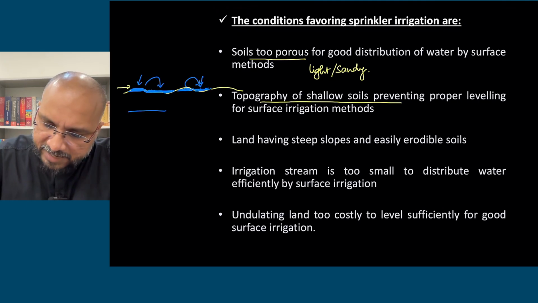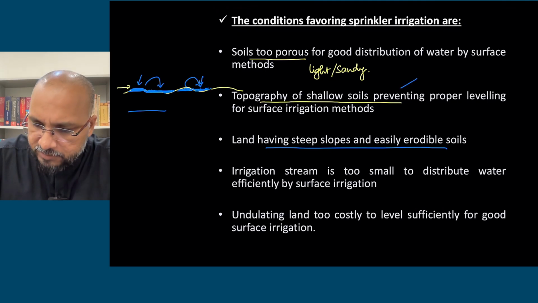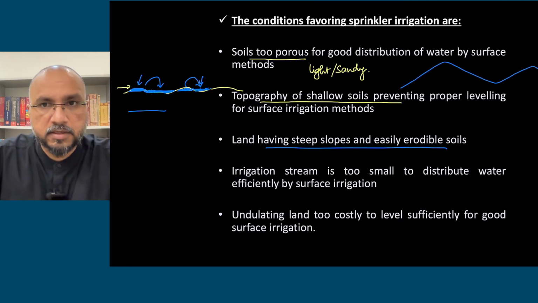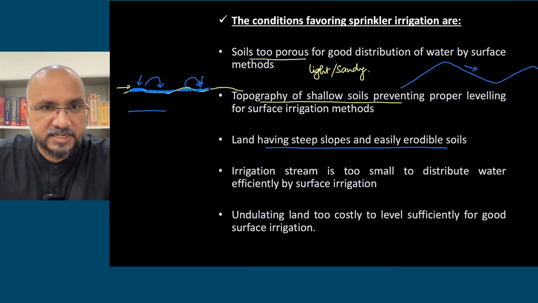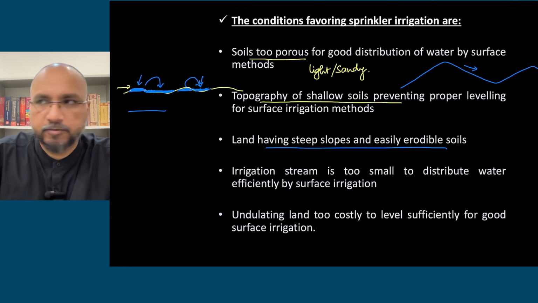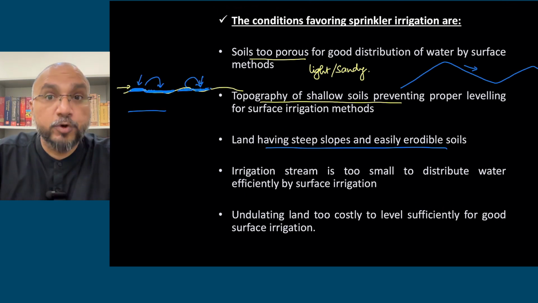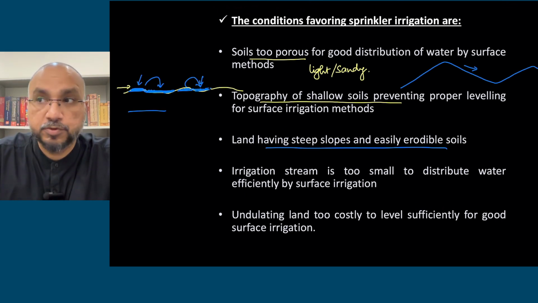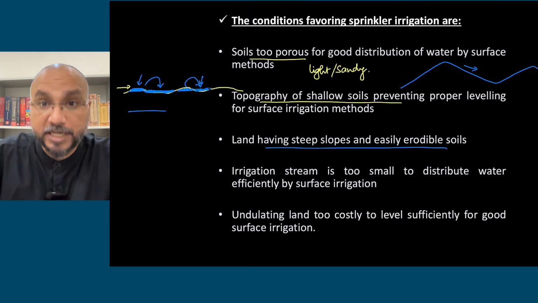Then land having steep slopes and easily erodible. So where the topography is very steep, यहाँ पर slope ज़्यादा है, so what happens if you use surface irrigation method, a lot of water will flow as runoff. Water soil के अंदर जाएगा नहीं, runoff की तरफ जाएगा, right? Slope अगर ज़्यादा है तो velocity of the runoff will be higher. So with higher velocity it will have higher eroding power, soil will be easily eroded. So steep slopes होंगे तो वहाँ surface method use नहीं कर सकते. So that is why leveling is required because erosion will be there.